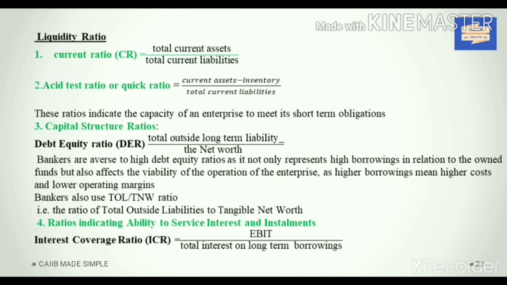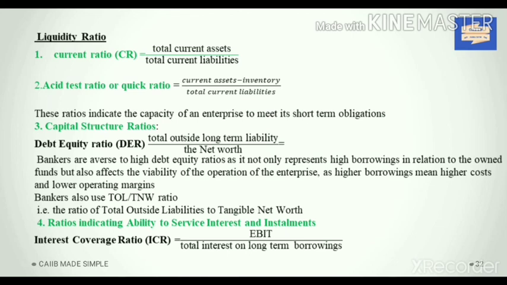Bankers are averse to a high debt equity ratio, as it not only represents high borrowings in relation to owned funds but also affects the viability of the operation of the enterprise, as higher borrowings mean higher cost and lower operating margins. Bankers also use the TOL by TNW ratio, where TOL is total outside liability by tangible net worth.